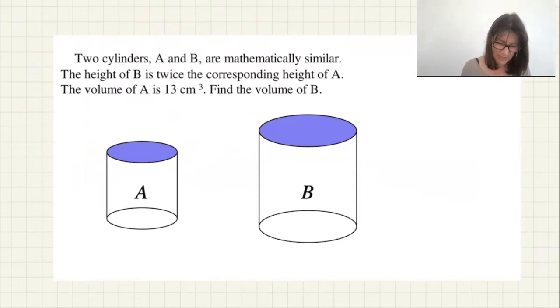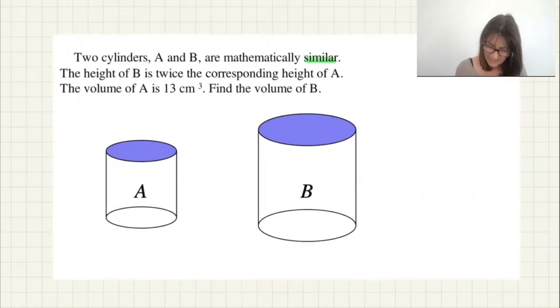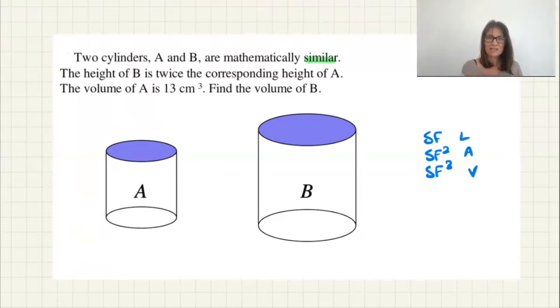All right, so what have we got here? 2 cylinders, A and B, are mathematically similar. So there's that key word, similar. So that tells me that it's scale factor, scale factor squared, scale factor cubed. Okay, which obviously is my length, my area, and my volume. So just that word takes me straight there.